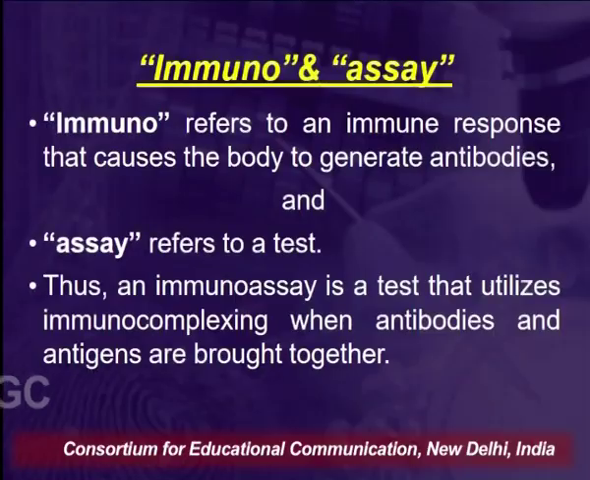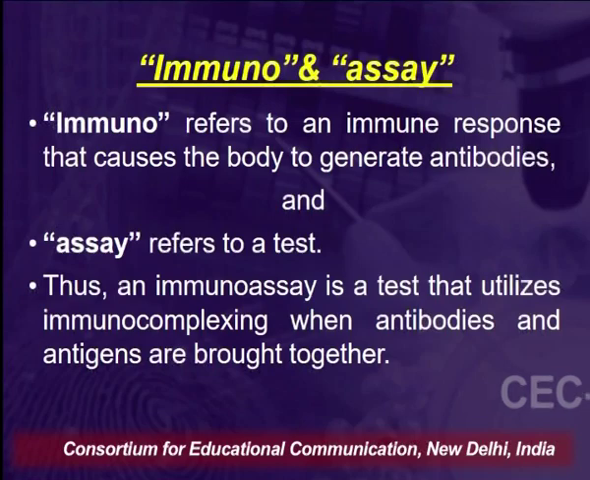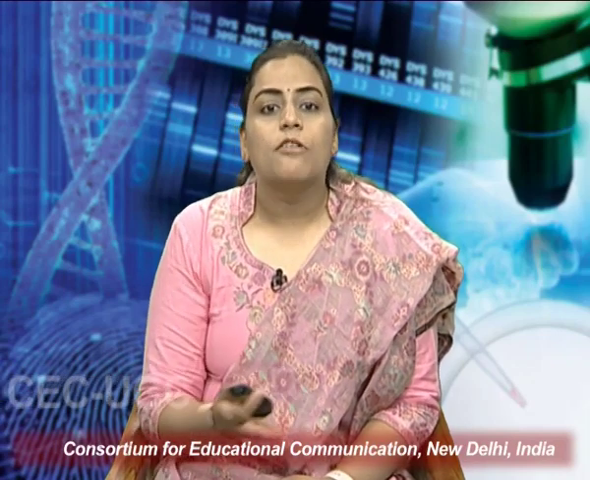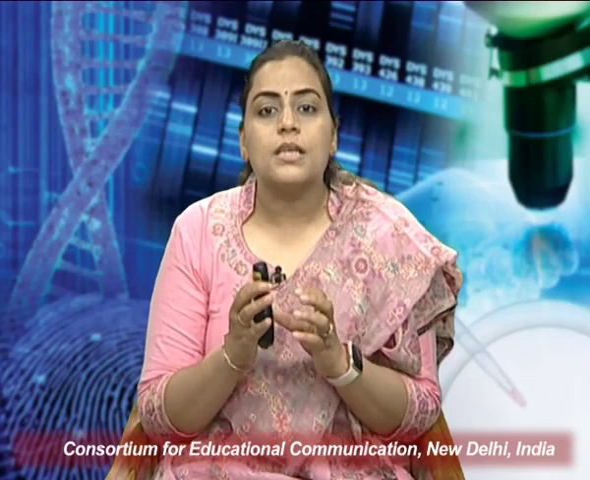Immunoassay is a combination of two words, immuno and assay, where immuno refers to an immune response that causes the body to generate antibodies, and assay refers to a test. Thus, an immunoassay is a test which utilizes immunocomplexing when antibodies and antigens are brought together. Whenever we are conducting a test, we have to look for which specific antibody will give a positive test with a specific antigen. Only a specific antibody will give a particular test with an antigen, and if the antigen and antibody are not specific to each other, they will not give any positive test or any other visible reaction. But if antigen and antibody form a complex, that means they match with each other.